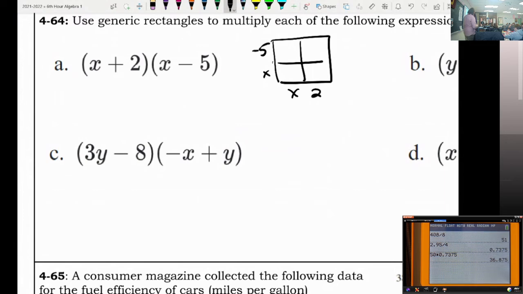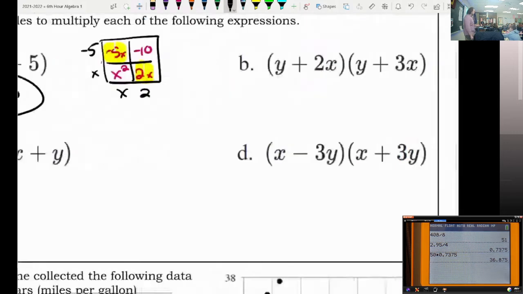It's been a while for you with generic rectangles. The only reason why the rectangle works, it helps you to organize which ones you have and haven't done. You got to get every combination of these things here. So you got to have x times x, x squared. You got to have negative 5x. You got to have 2x, and you got to have negative 10. You got to have all 4. And then when you add them all together, you should combine together the x parts. So you're going to have x squared minus 3x minus 10.